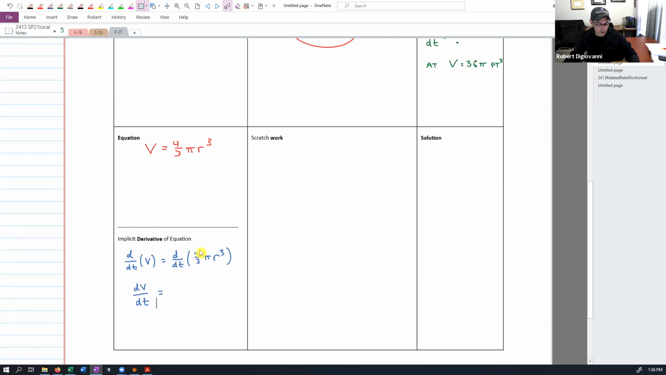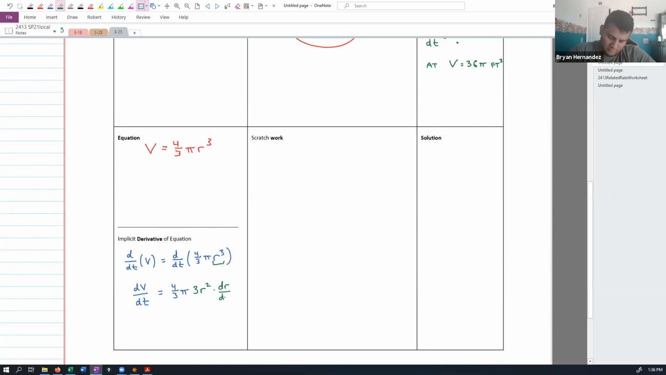Equals, now, Brian, you have 4/3 pi. That's all a constant, isn't it? Yes, you mentioned that in the last problem. Yep. So we can just write that down, right? 4/3 pi. Yes. And now all you have to do is take the derivative of r cubed with respect to t. So what's the derivative of r cubed with respect to t? 3r squared. Okay, 3r squared. Almost done. There's a little more to put on there. Times dr over dt. Perfect. Any questions on that?